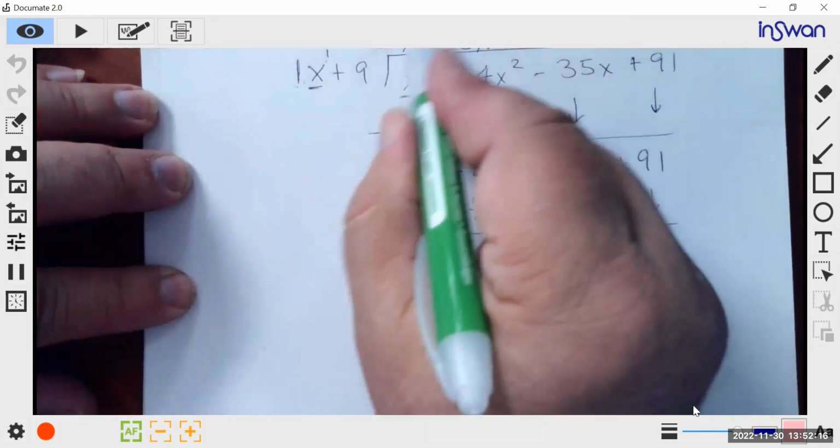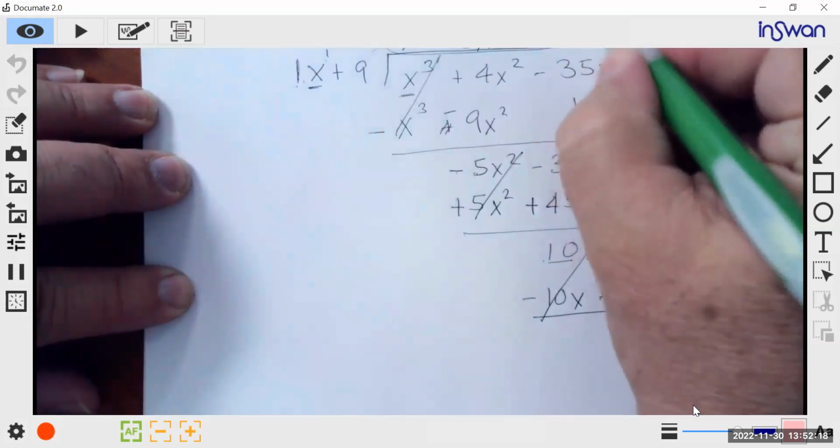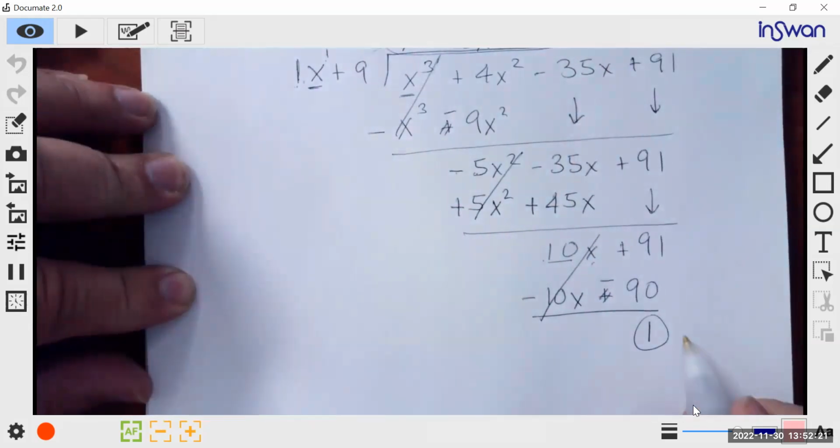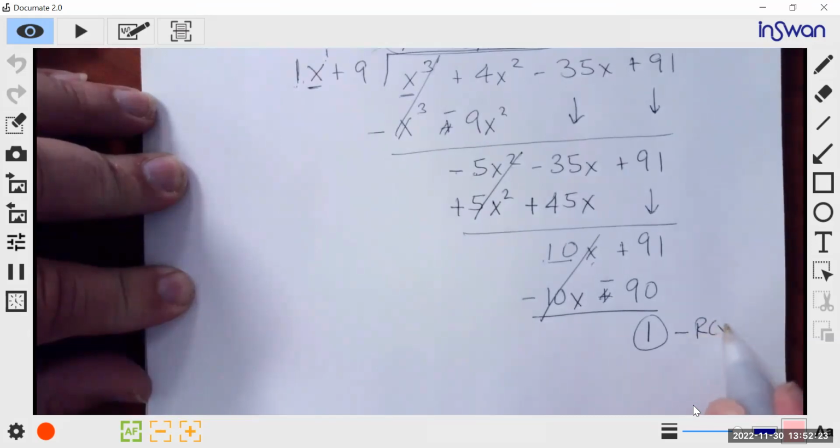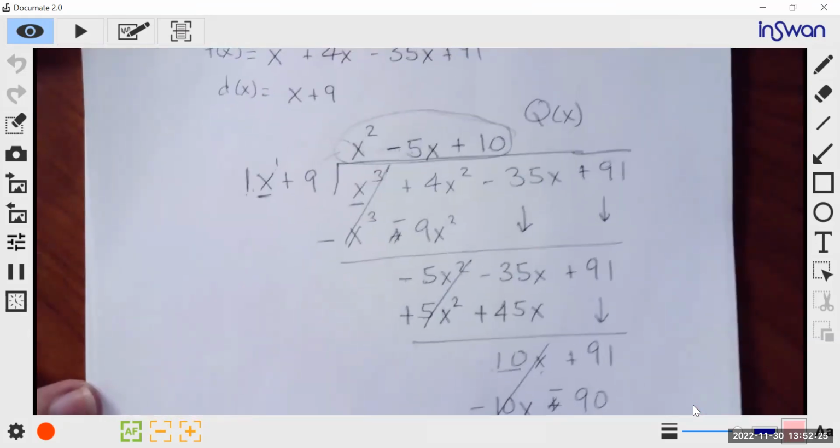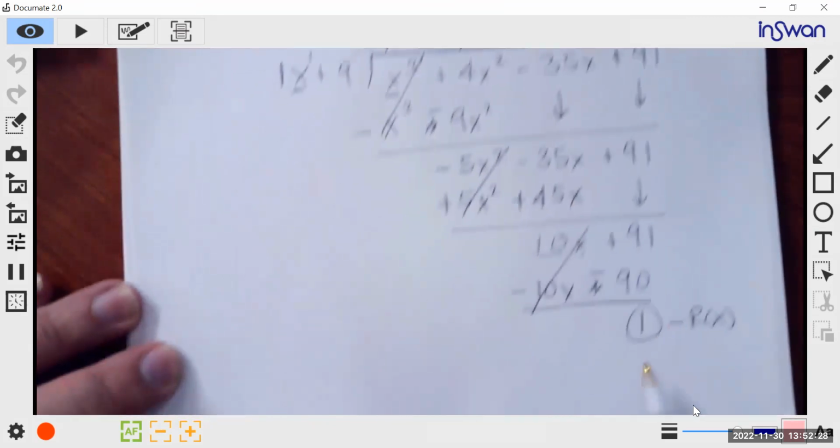So up here, that's your Q of x, that's your quotient. And that's your remainder.